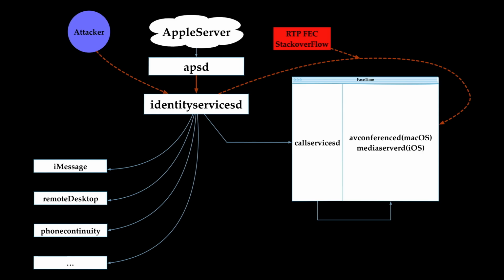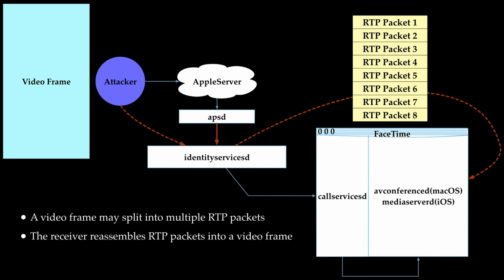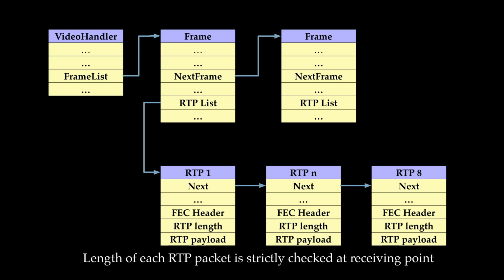Now let's move to another very interesting bug, a stack overflow issue in the RTP parser. You may ask, come on, is stack overflow still exploitable? Let's see. When a FaceTime call is connected, video frames are transferred between each side. If a video frame is very large, it may be split into multiple RTP packets and sent to the other side. The receiver will reassemble such RTP packets into a video frame. This picture shows how the video frames and RTP packets are organized. There is a list for different frames, and for each frame, there is a list for different RTP packets.